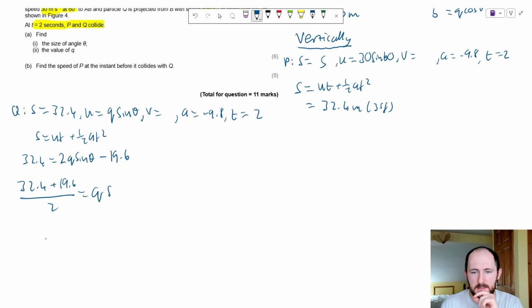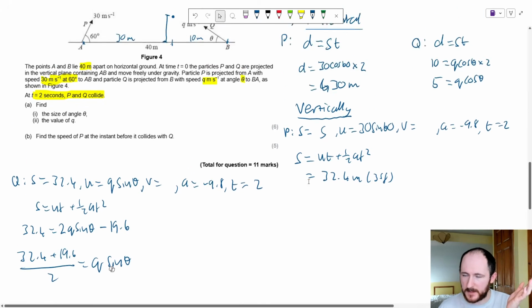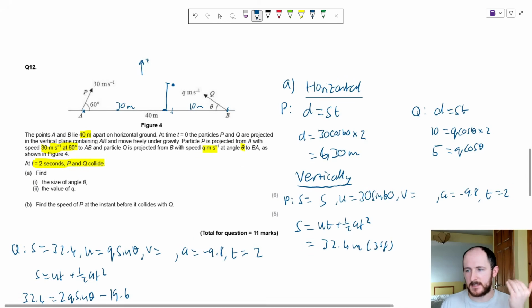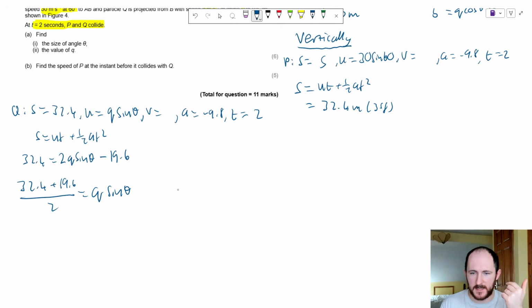Equals Q sine theta. And then we're going to do the exact same trick we did before. We're going to say that this is equation 1, the other one's equation 2. We're going to divide to find theta and then sub it back in to find Q. How wonderful. Is there any way I can do this while keeping the exact value?